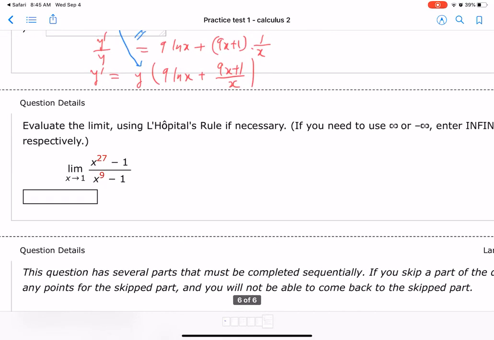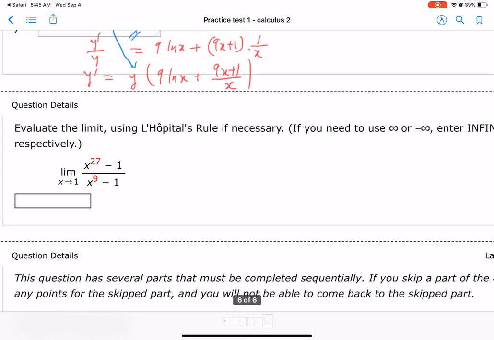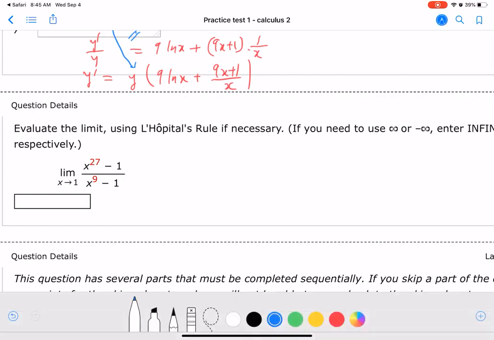Evaluate the limit using L'Hopital's rule. Okay, this is another one. For this problem, when you plug 1 into this function, you get 0 over 0, right? Yeah, we can use L'Hopital's rule. Usually when you get 0 over 0, that means 1 is a common root. Since 1 is a common root, you can factor that out, okay?